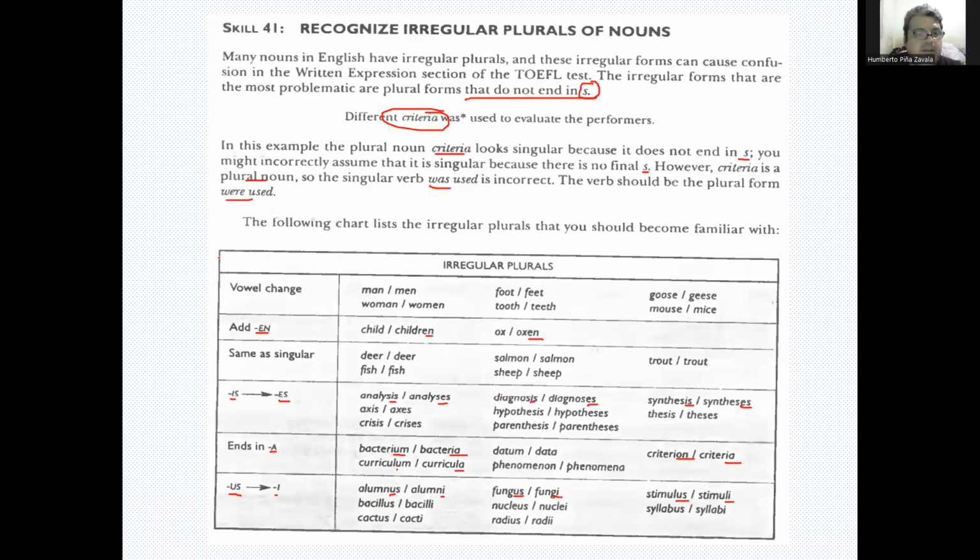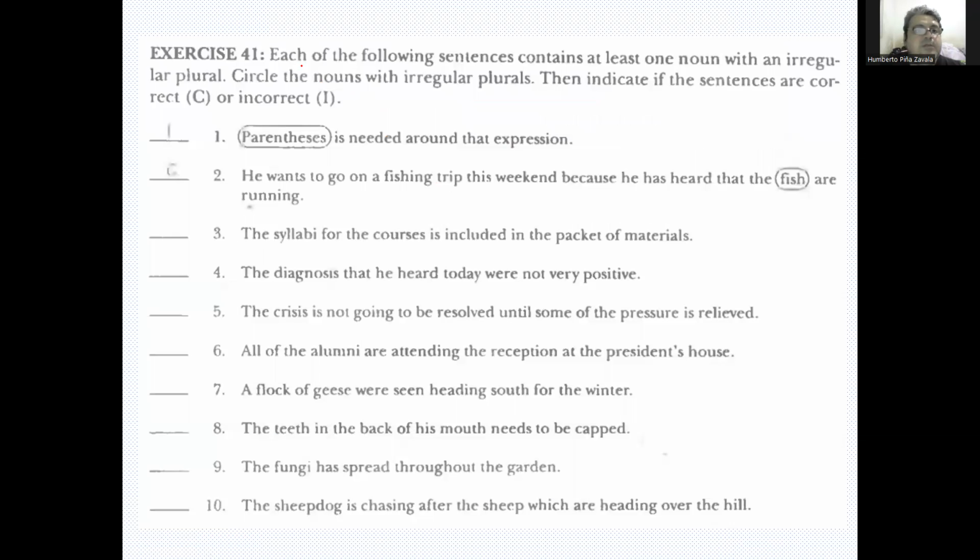So I would recommend that you read these very carefully and try to remember, because we're going to do the exercise next. Does each of the following sentences contain at least one noun with an irregular plural? We're going to circle the noun with the irregular plural and then indicate if the sentence is correct or incorrect. Look at the example: Parenthesis is needed around that expression. Parenthesis is singular; parentheses is plural. So parentheses are needed around that expression. It should be are.